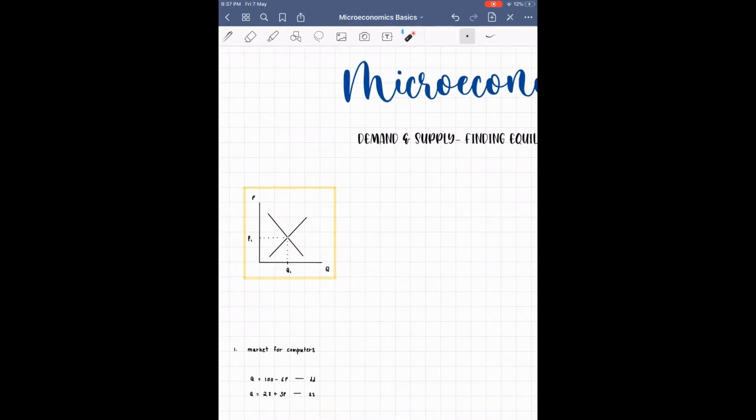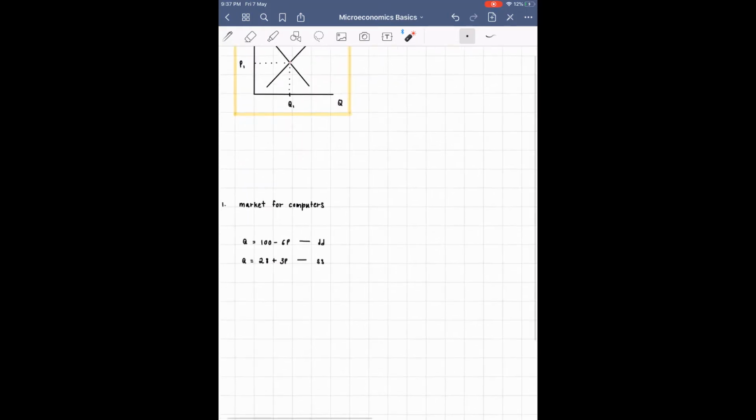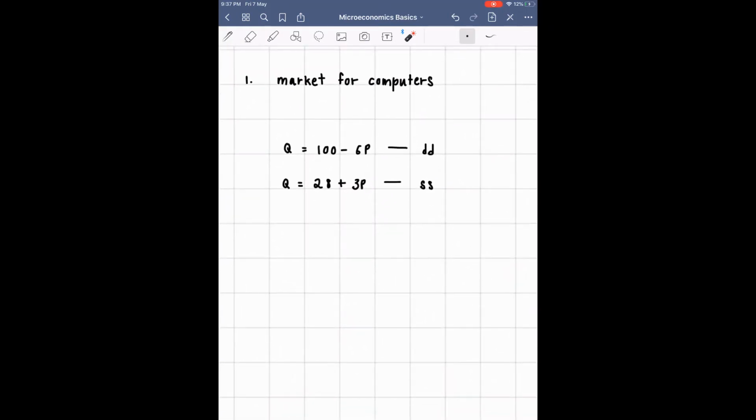Let us figure out how to solve this using the following simple question. Now in this question, we are looking at the market for computers. We are provided with our demand function and supply function. Just to be clear, DD represents demand and SS represents supply. We are given that the demand function is Q equal to 100 minus 6p and the supply function is Q equal to 28 plus 3p.